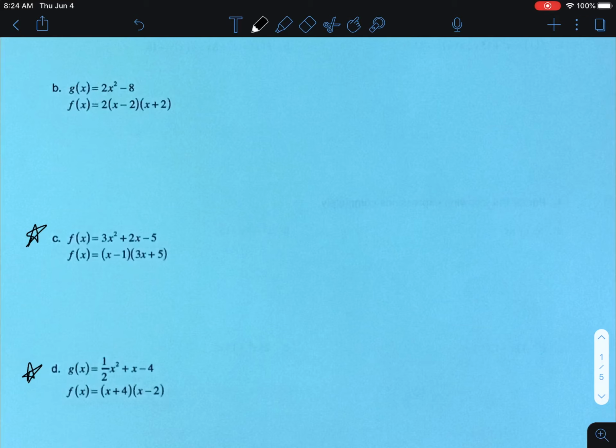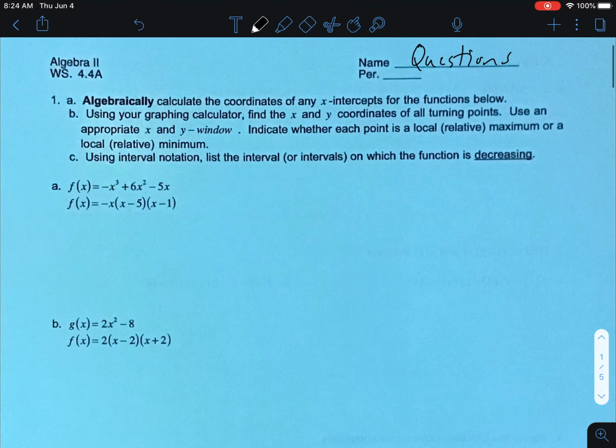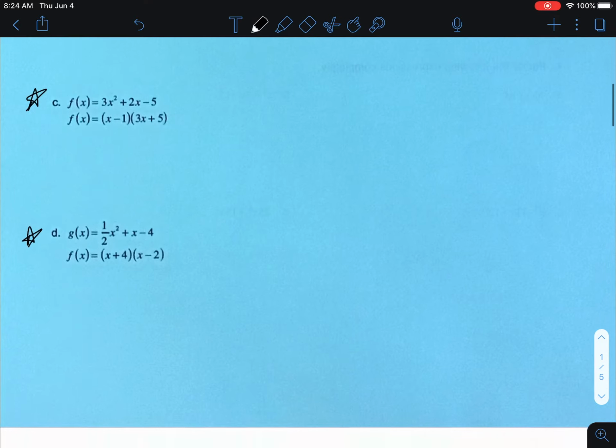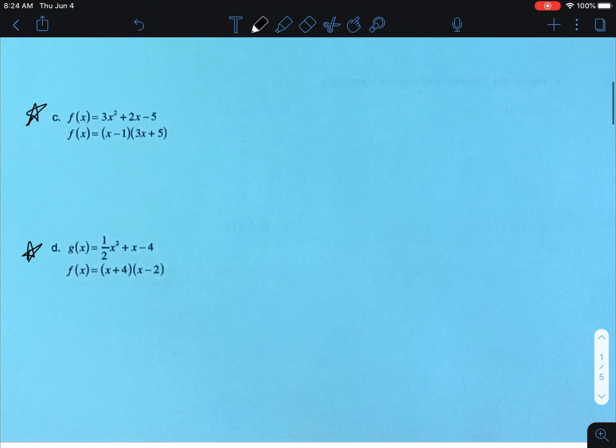So the first one I had a question on was the 1C. Again, we're trying to calculate the coordinates of the x-intercepts, then we're looking for turning points, whether that's a min or a max, and then listing where it is decreasing. So with the function in C, 3x squared plus 2x minus 5, it's already factored out for us. To find the x-intercepts, I'm just going to set each of those equal to 0.